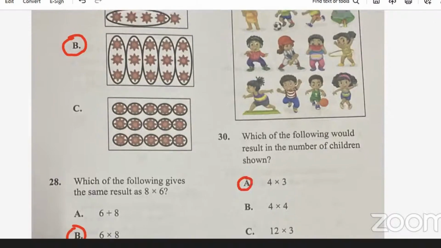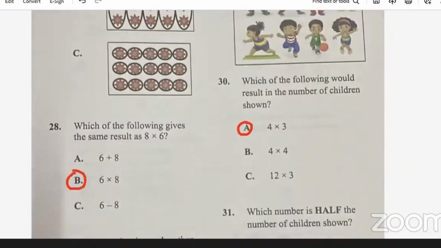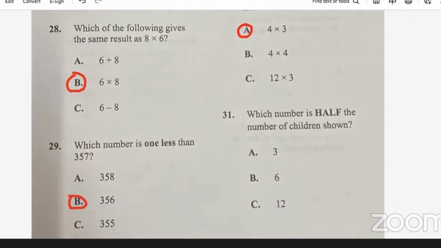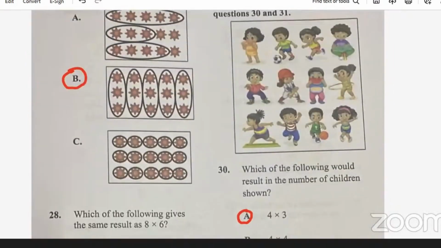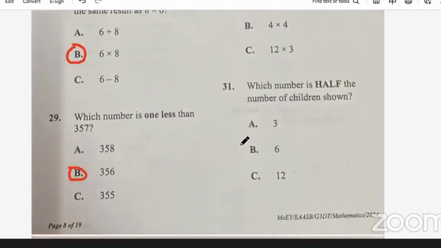Of course, you could also look at the grouping. 4 groups of 3. Here's one group, another group, another group, another group. All right, 4 times 3. Question 31. Which number is half of the number of children shown? So how many children were there? We established it's 12. Half of 12 is 6. Or if we divide it this way, that's half. 2, 4, 6. So half of it would be 6. The answer is 6. All right, so we have gone halfway through the paper.